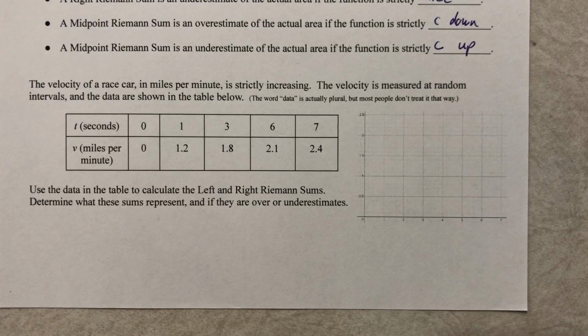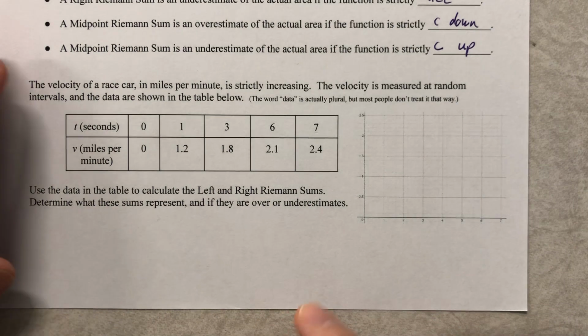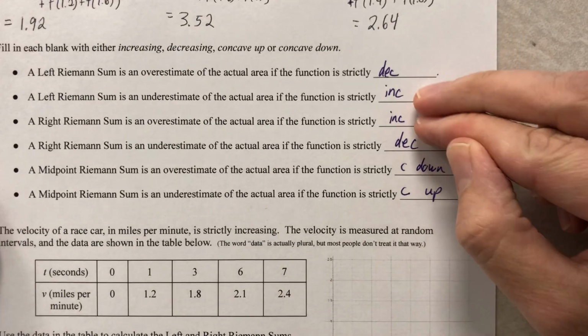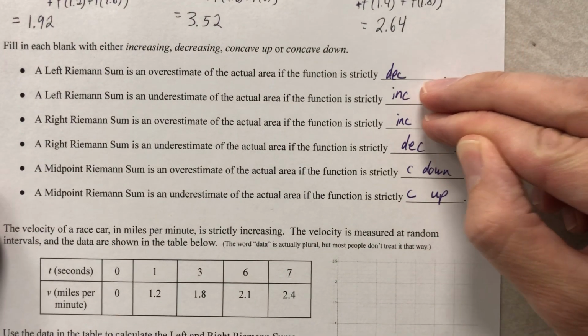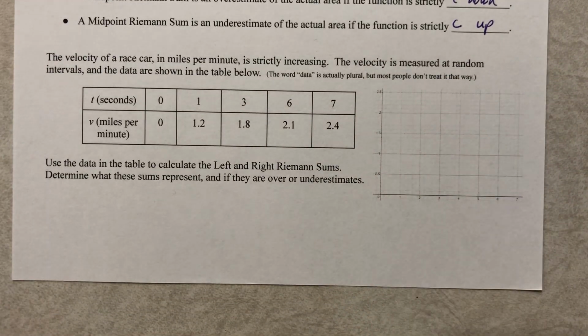The velocity of a race car in miles per minute is strictly increasing. Oh, strictly increasing. We might have one of these situations, just saying. The velocity is measured at random intervals. Let's pause that thought for a second.